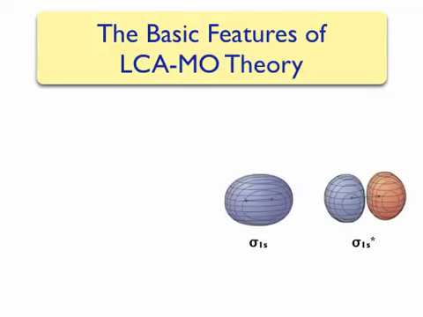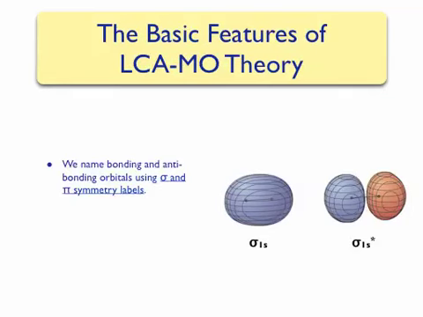We label our molecular orbitals using the sigma and pi symmetry labels that we used in valence bond theory. Sigma symmetry means that the orbital is cylindrically symmetric around the bonding axis. Pi symmetry says that there is electron density above and below the atomic axis.